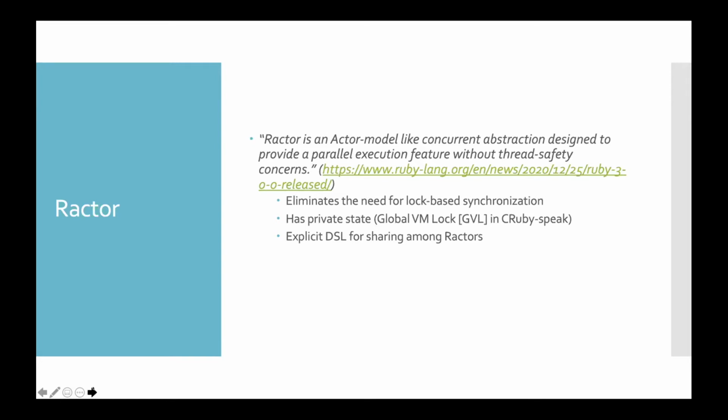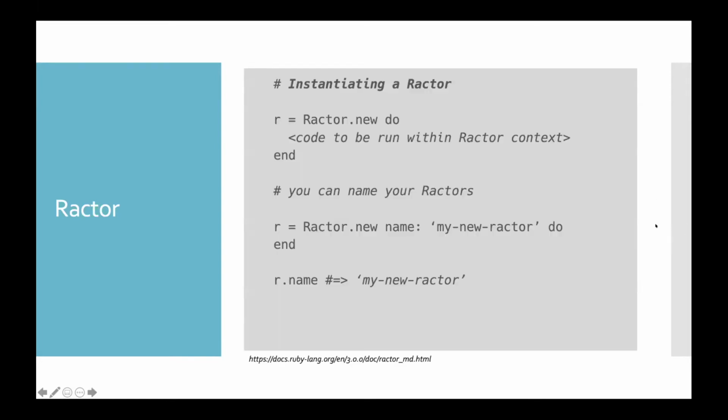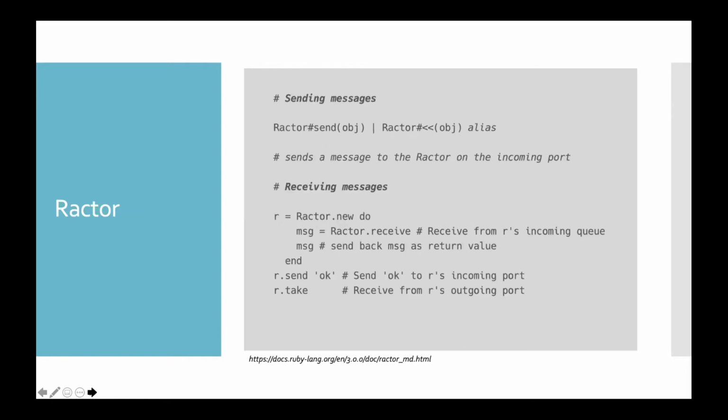So how do Ractors work? When you create a Ractor, typically Ractors will be instantiated and you'll pass them a block. The block that you pass a Ractor is the thing that's going to be executed in its Ractor context. Now, you don't have to pass it a block right away, but from the documentation that I've seen, that's typically how you would instantiate it. Should you choose to name your Ractor, you may do so. So Ractors can send or receive messages.